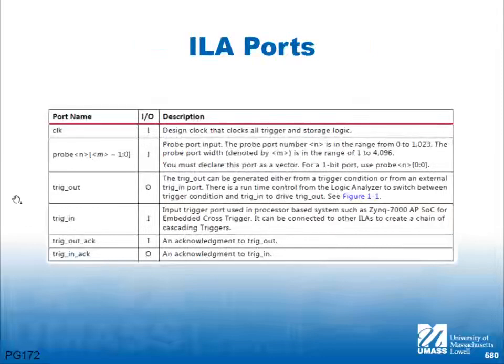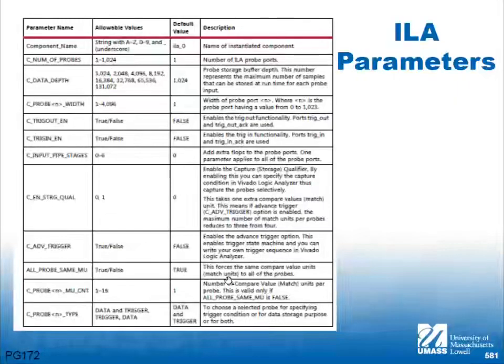So clock, the probes, trigger in, trigger out. You can read that. The trigger in and trigger out allow you to cascade them, but it also allows you to have a complicated trigger that's a HDL block that you wrote. Parameters, the important parameters are the depth and the number of probes. So you can have between 1 and 1,024 probes, and then the depth is in powers of 2. So 1,028 the depth up to 128K depth.